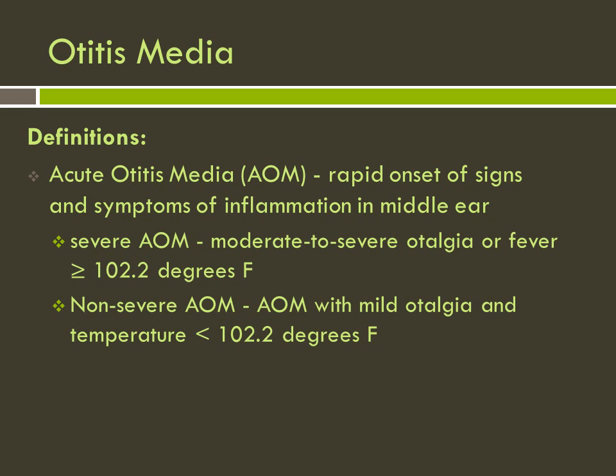When looking at the definition for acute otitis media, it is considered to be a rapid onset of signs and symptoms of an inflammatory process that's occurring in the middle ear. If it is considered to be uncomplicated, then the patient will not have any otorrhea. But if it is considered to be severe, then they will be presenting with moderate to severe otalgia, and they may have a fever equal to or greater than 102.2 degrees. And if it's non-severe, then they probably will have some mild to moderate otalgia, and their temperature may be less than 102.2 degrees.